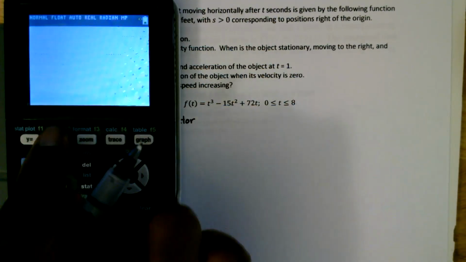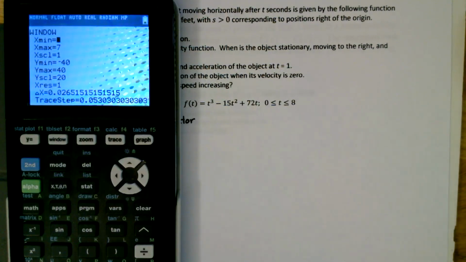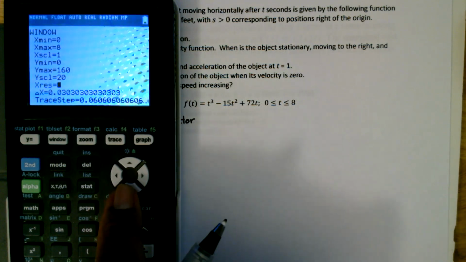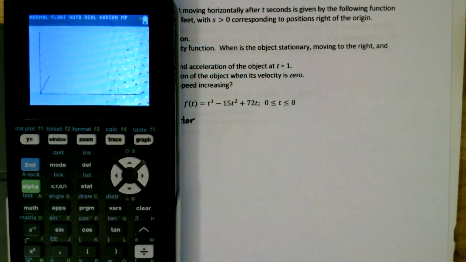Now I'm going to use my window to change some things here. X min is still going to be 0, but X max will be changed to 8. X scale stays at 1. Now for Y min, I'm going to let my Y min be 0 and Y max will be 160. The Y scale will be 20. And then we press the graph key. And this is what the graph of that function looks like on that interval.